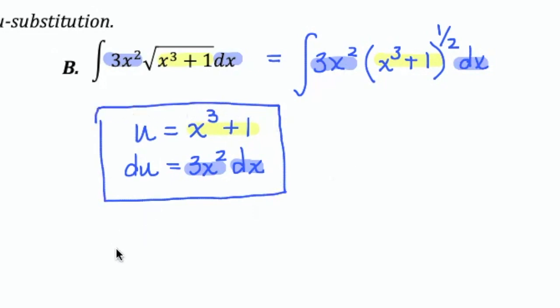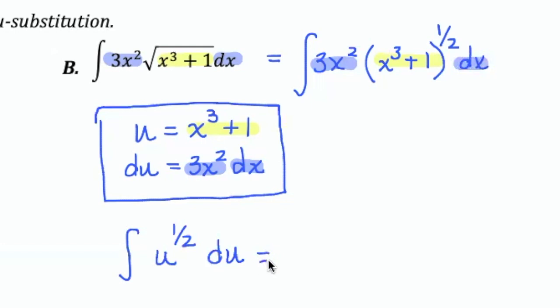Now I write my integral in its simplified version. So it's the integral, start with the u. This is u to the 1/2 power. The 3x squared and dx are equal to du. So I can kick out both of these blue portions and turn that into du.